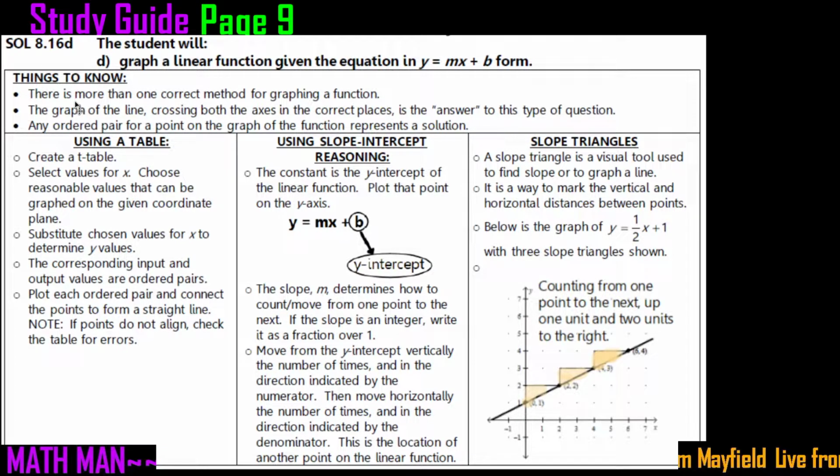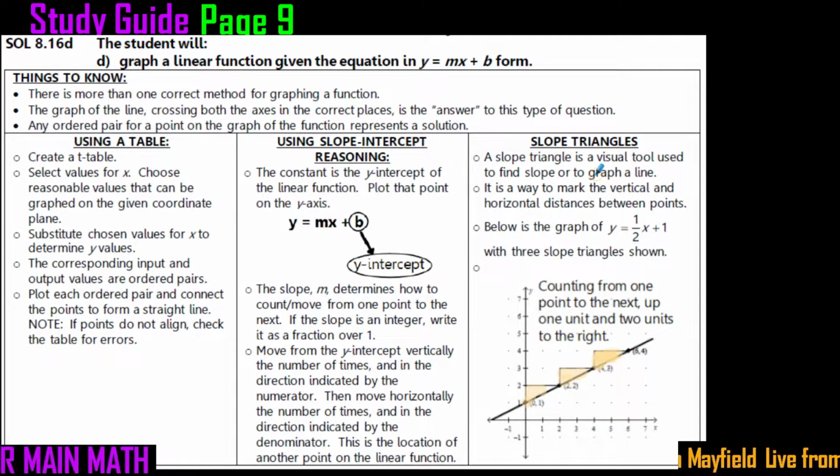Again, there's always more than one way to graph or solve an equation, and being able to graph that function. Also, you want to make sure that you are graphing that line. It should be a straight linear function, meaning a straight line. Make sure you can identify your slope m and your y-intercept.